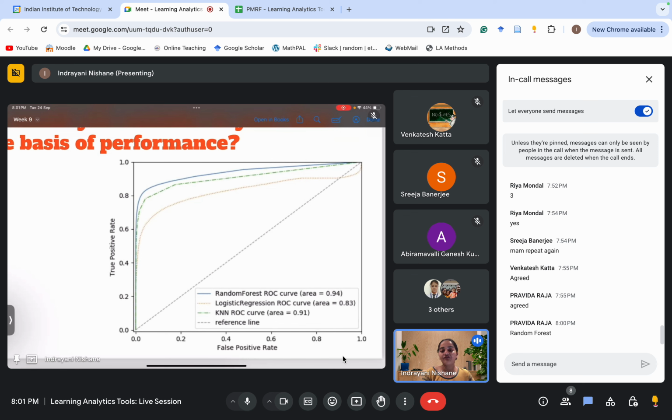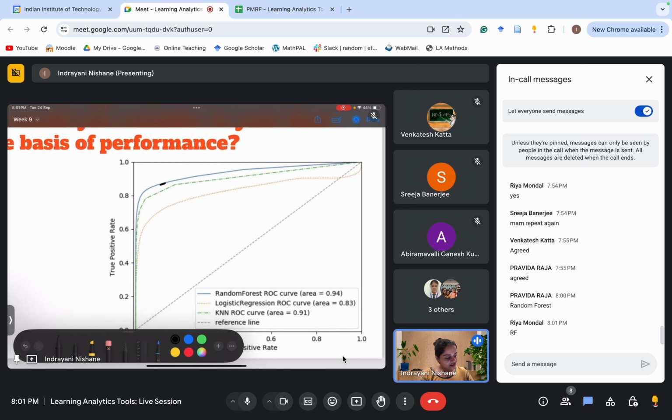So in this graph, can you tell me which is best suited, based on the performance, which algorithm is better? This blue line, because the area under the curve is 0.94, and compared to the other areas under the curve, this value is the largest. And can you tell me which comes second? Second comes this green one, which corresponds to KNN, because it has a value of 0.91. And then the last is this logistic regression.